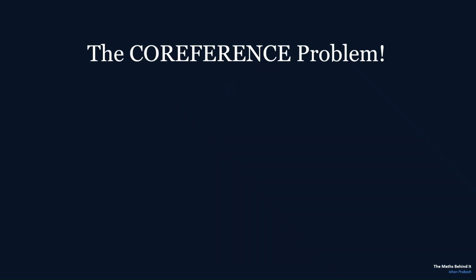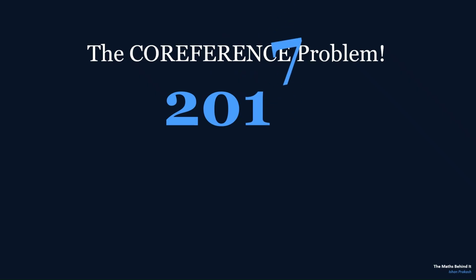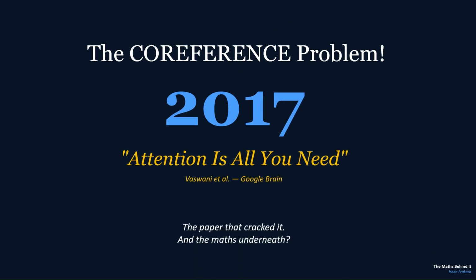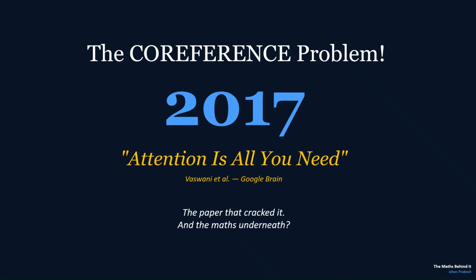In 2017, a paper called Attention is All You Need cracked it. That paper is the reason AI today works the way it does. And the core idea inside it, the thing that solved one of the hardest problems in computer science, is something you've already done in maths.